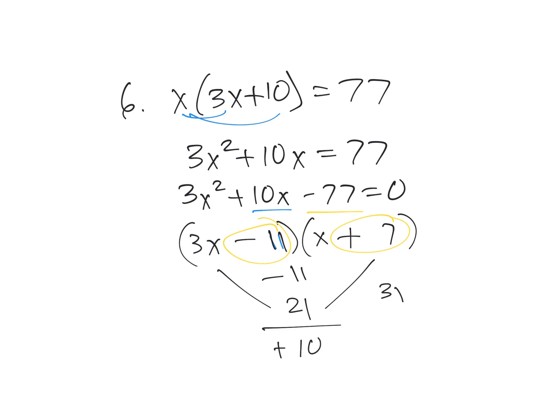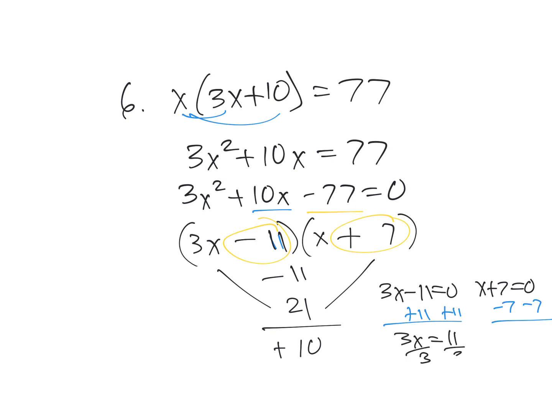You're going to set 3x minus 11 equal to 0, and also x plus 7 equal to 0. And then you solve from there. Add 11, subtract 7. Divide off the 3. So that is the answer.